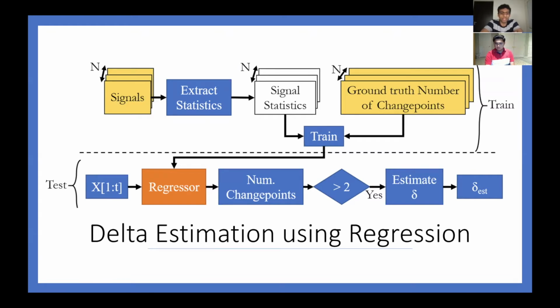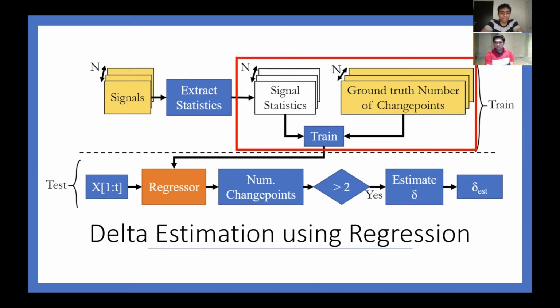To train the regression model, we require signals and their corresponding number of change points, both shaded yellow in the figure. We then extract signal statistics X for each signal. The statistics used are dictated by the application. For example, for audio signals, zero crossing rate and signal length are effective features. Ultimately, we use X and the number of change points to train a regressor to predict the number of change points based on these signal statistics. Training is done offline before running MOANA.